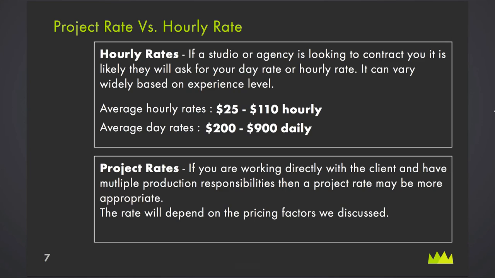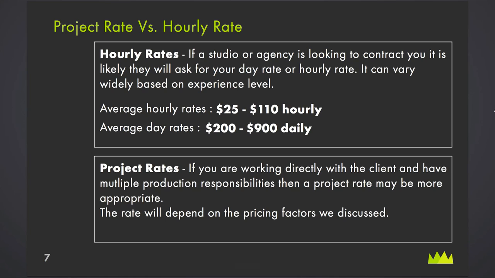Now, motion designers typically charge in two distinct ways: hourly rates and project rates. Hourly rates are typically more for if a studio or agency is looking to contract you. It's likely they're going to want you to work for a day rate or hourly rate, and that can vary pretty widely based on your experience level. So average hourly rates can be anywhere from $25 to $110 and potentially even higher for more specialized jobs. An average day rate can fall anywhere between $200 and $900 a day. Again, it's simply based on your experience level.